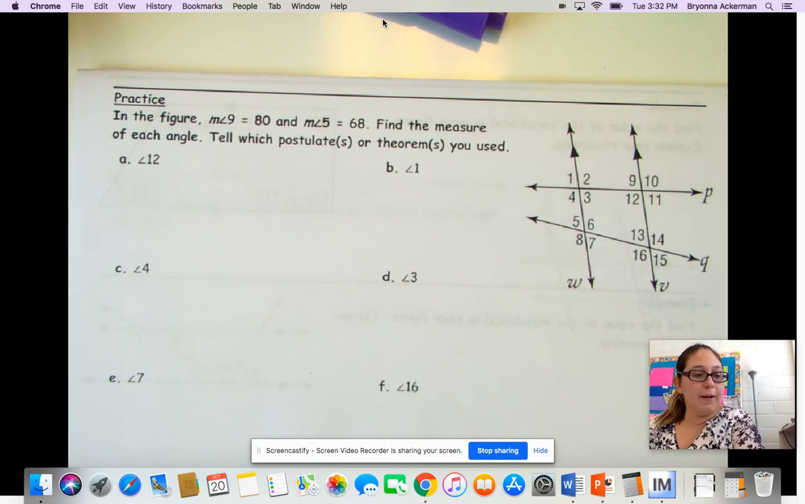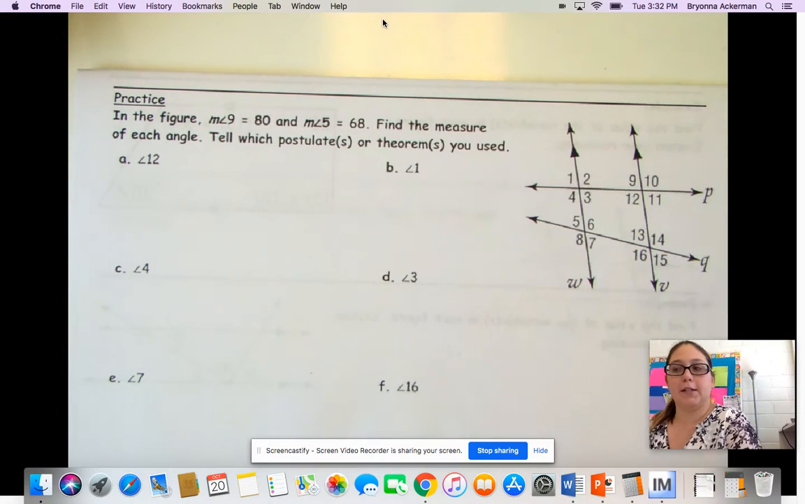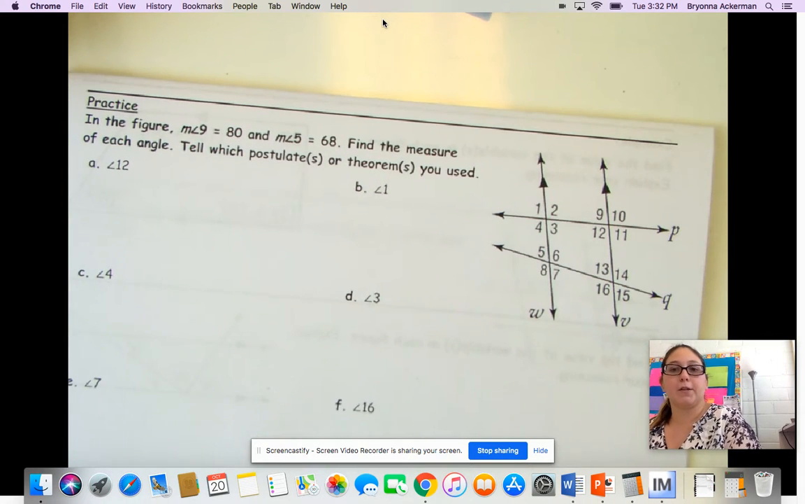Okay, I'm going to be doing an example on the review. It's practice 1, so this is also on the first page. The first video I talked about was if you had 2 pairs of parallel lines. In this example, you only have 1 set of parallel lines. So this one's a little easier, but I do want to show you the difference, okay?